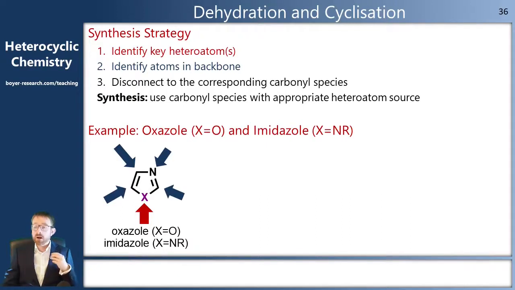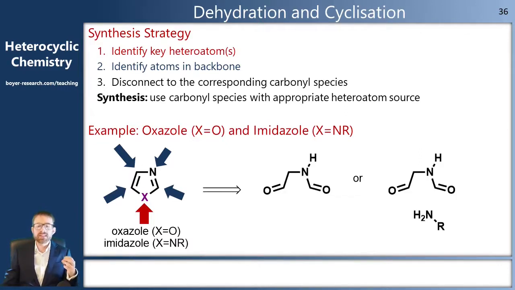And the backbone is going to contain a different heteroatom. So the N is built into our backbone this time, which means that instead of a 1,4-dicarbonyl or carbon species, it means there's a nitrogen in there. So if we want to make the oxazole, we can just take the 1,4-dicarbonyl directly. If we want to make the imidazole, we're going to have to take the 1,4-dicarbonyl and mix it with an amine.